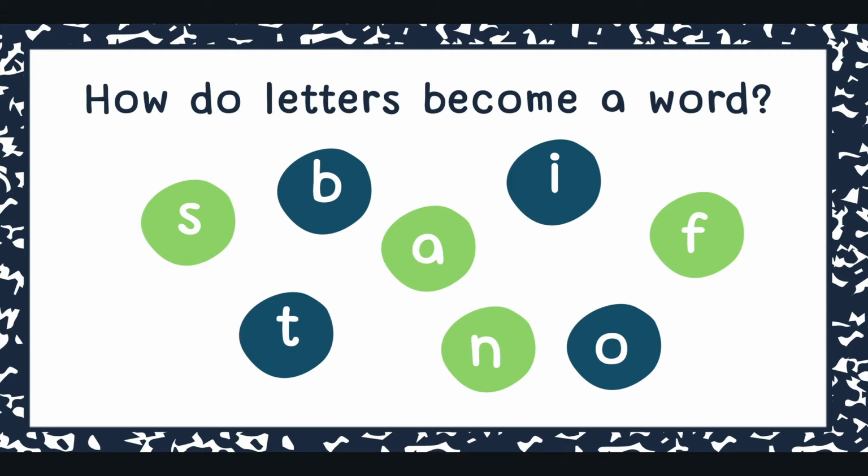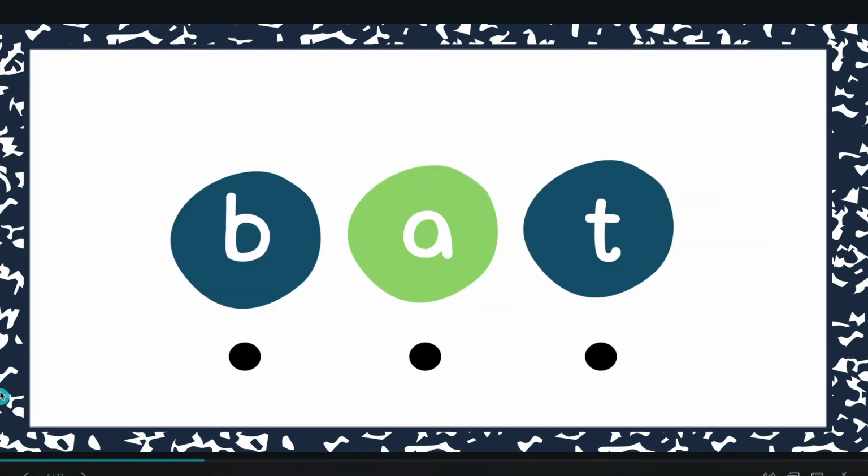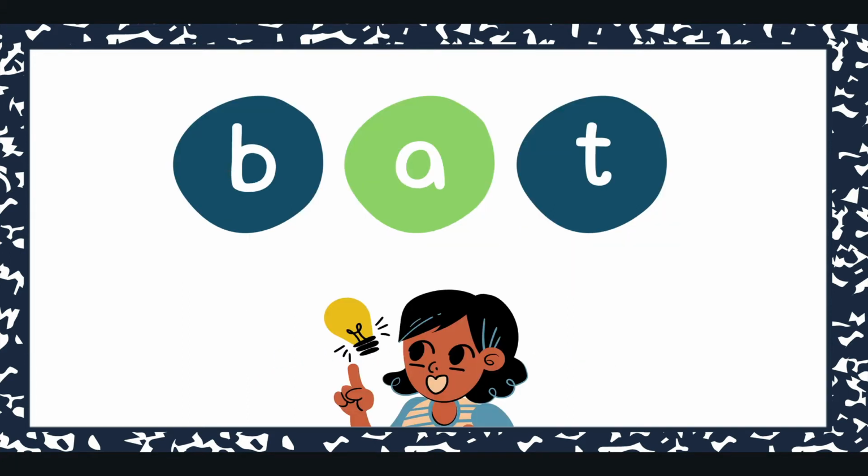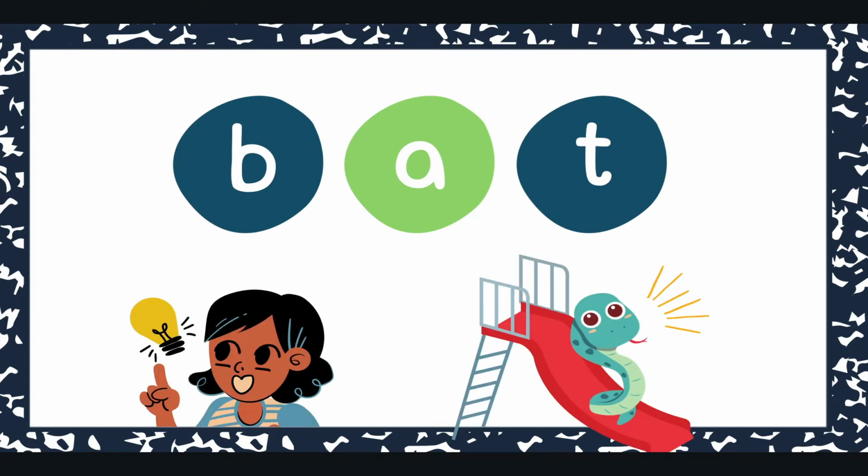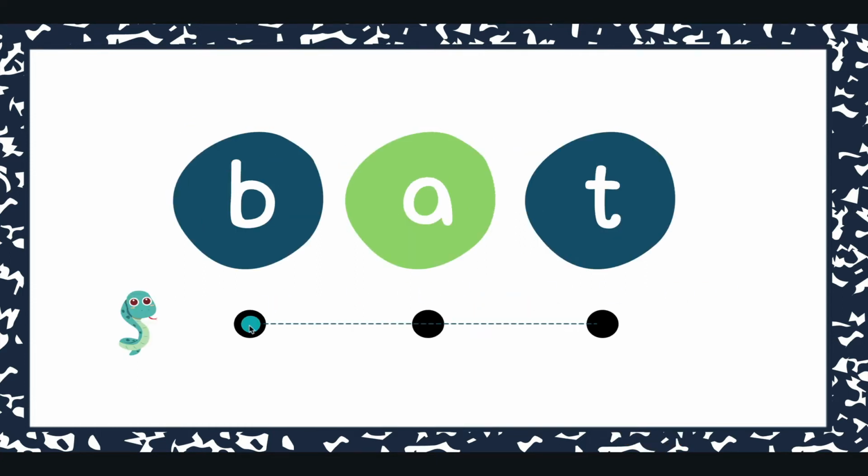word. Like this. If I put these three letters together, B-A-T, I'm going to hear the different sounds that they each make. B-A-T. So the first thing I do is look at the letters and think about their individual sounds. But then after that, I need to kind of consider myself a snake because we need to take those sounds and slide them all together. Like this. B-A-T.